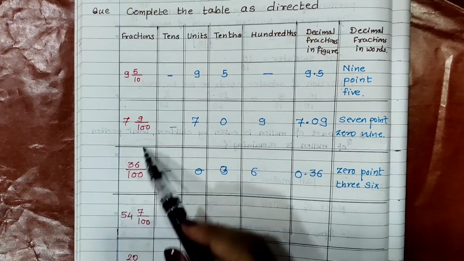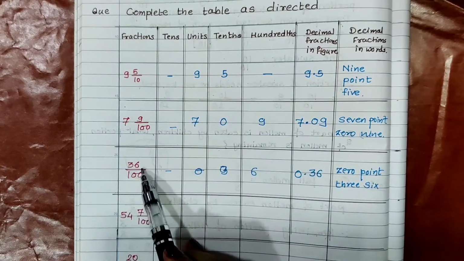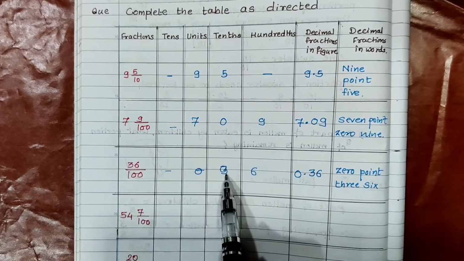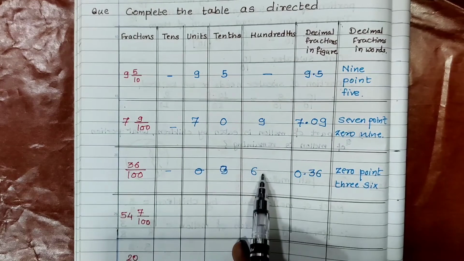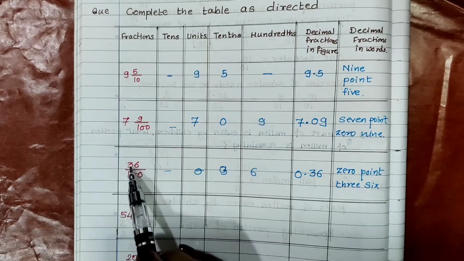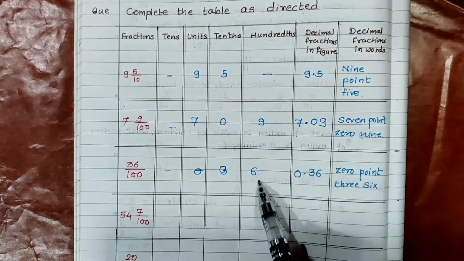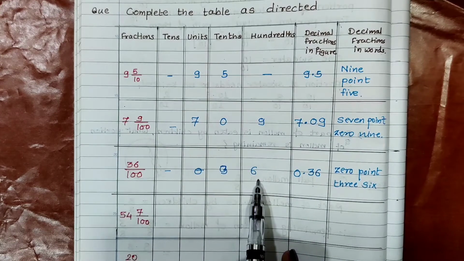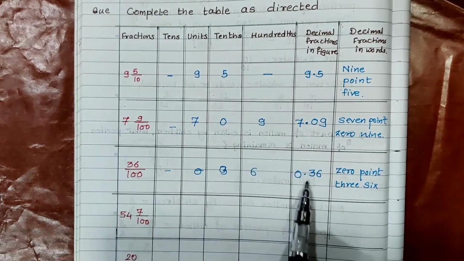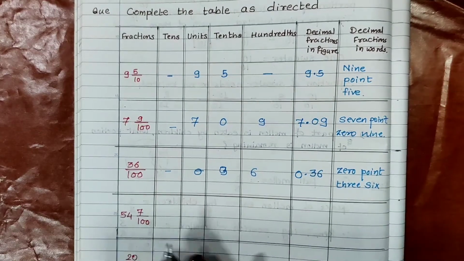Now 36 upon 100. Integer is not there, so in tens place nothing will be there. In units place nothing will be there. 36. So 3 will be at tens place and 6 will be at hundreds place. Two digits are there. So automatically 3 will come at tens place and 6 will be coming at the hundreds place, and this can be written as 0.36.